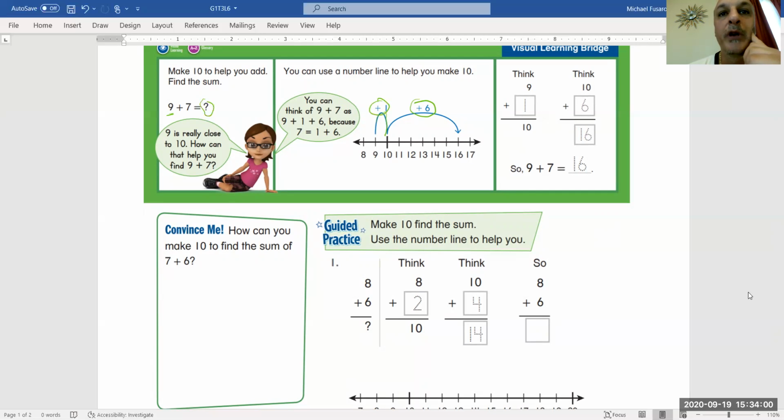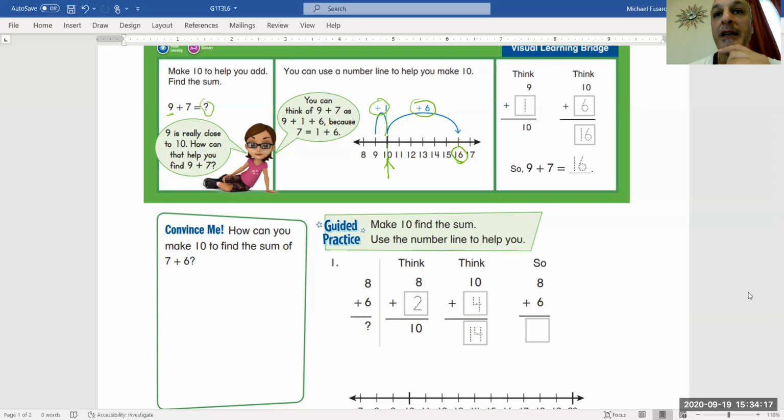So 9 plus 1 is 10. She made her 10, okay? And now she adds 6 more. 1, 2, 3, 4, 5, 6. Boys and girls, she landed on an awesome number. So let's see if that is what she got.